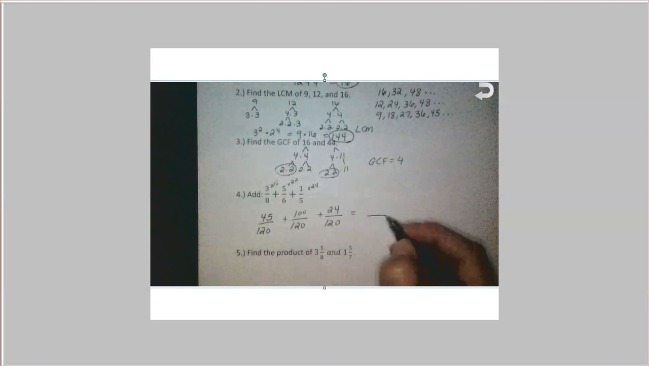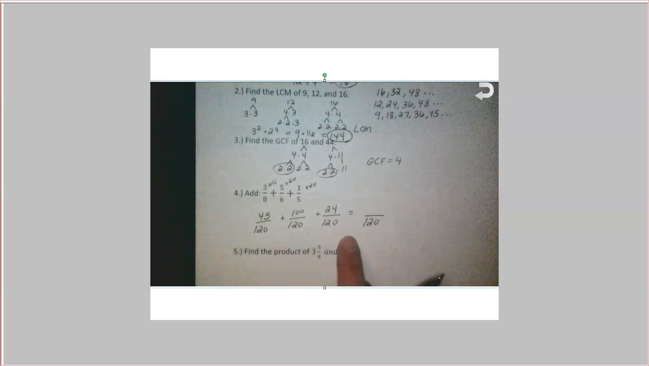When we add and subtract fractions, the denominator does not change. So I'm going to add 45 plus 100 plus 24, and I'll get 169. Now I need to convert that into a mixed number unless the problem asks you to leave it as an improper fraction. So to convert an improper fraction to a mixed number, I divide the numerator by the denominator.